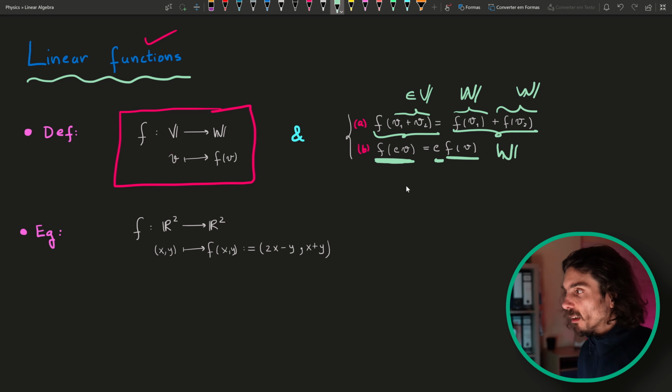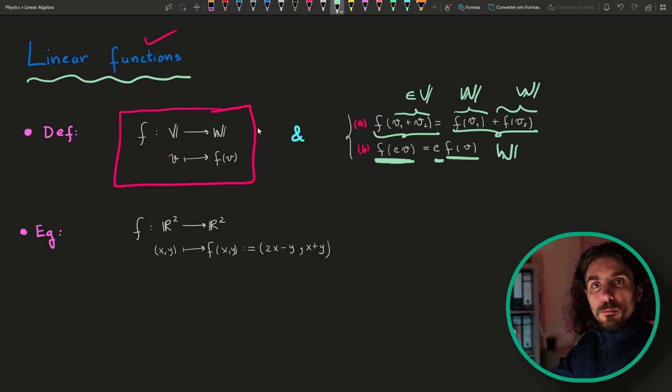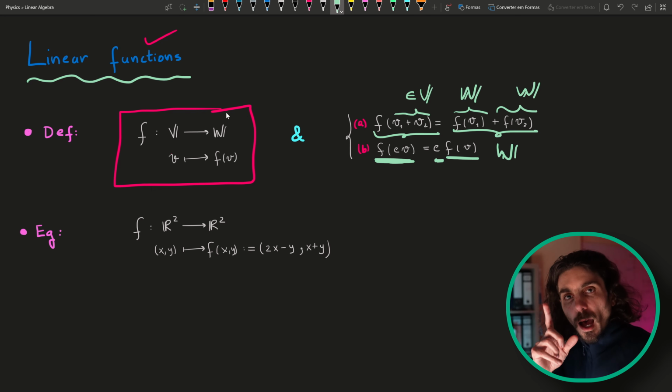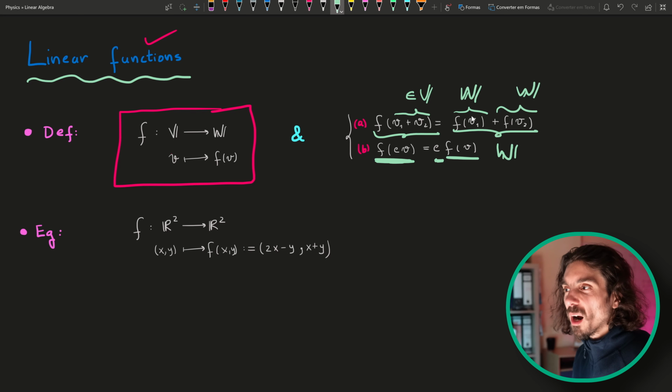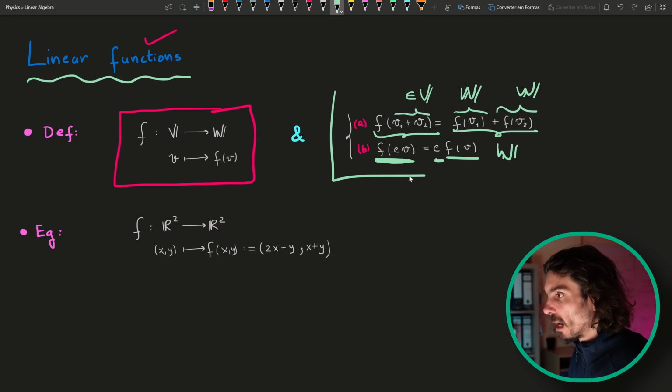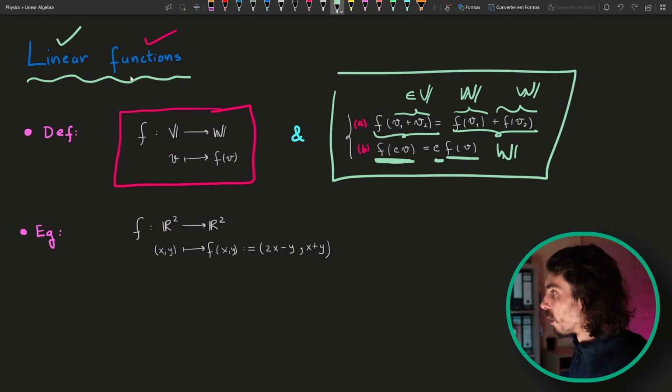This is a constraint, because when I write this, I have a function. There are many functions that we can construct between V and W. There are many. But I'm only interested in those where this is verified for any v1 and v2 and v, and also any number c. Whatever you put in here, this always checks for the connections that this specifies. So this box and this box is what we call a linear function.